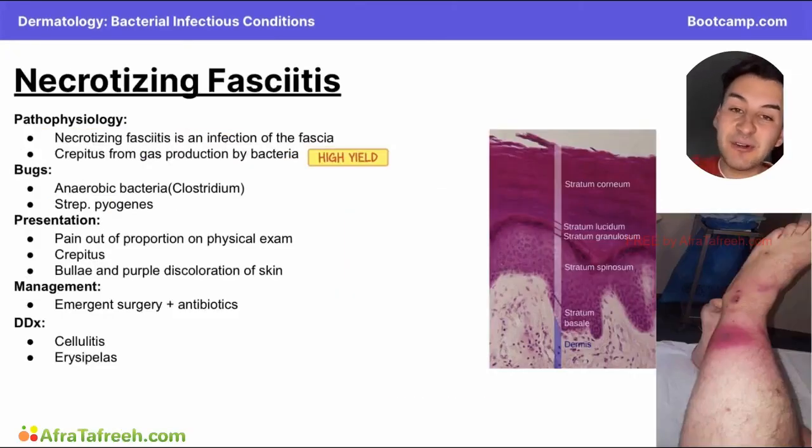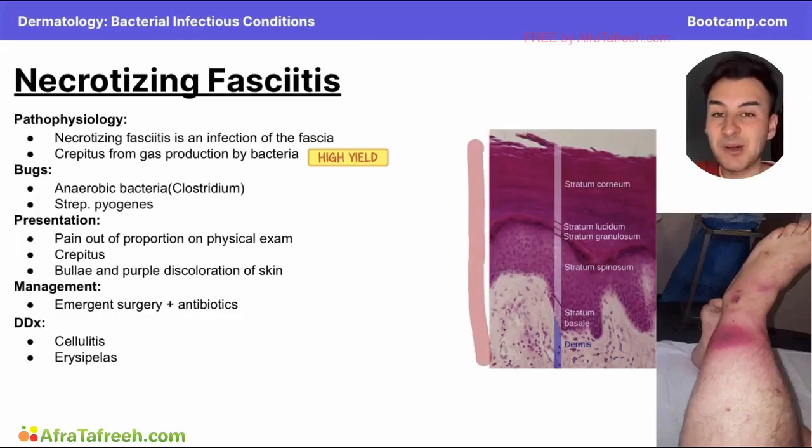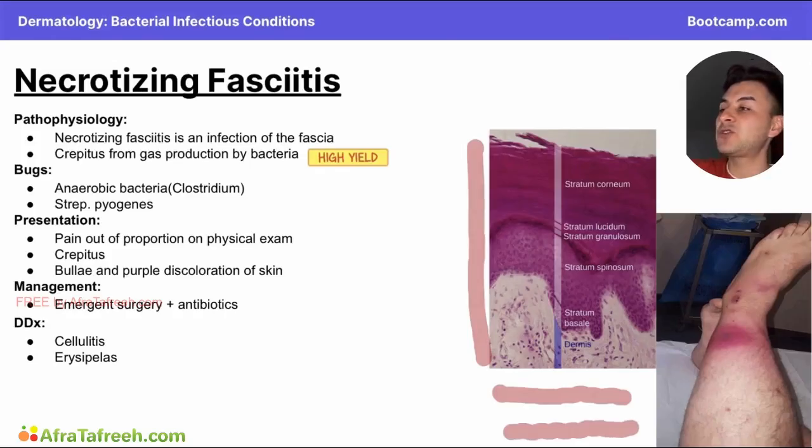Lastly, let's talk about necrotizing fasciitis, which is easily the scariest infection we're going to talk about today. And let's let anatomy help us make sense of this. Previously, all of our infections had been in either the epidermis or the dermis. However, in necrotizing fasciitis, we have infection of fascial planes. So I'm drawing two fascial planes here, right here. I'll label it for you guys. Now we're deep down in the fascia in terms of our infection.